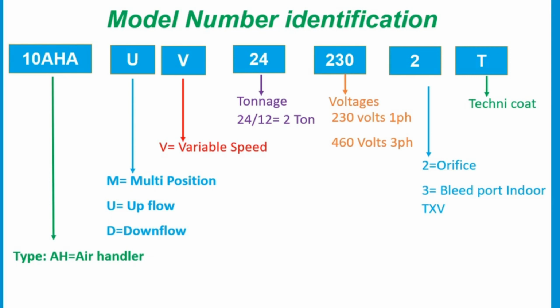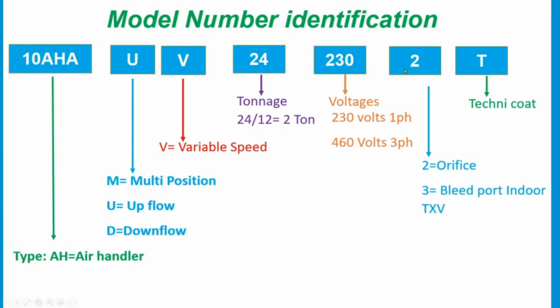In our previous discussion, we just divide the 24 by 12 in order to get the actual tonnage. So in this case, 24 divided by 12 equals 2 tons. The next, 230, is the voltage. 230 volts single phase. If this one is 460, that means it's 3 phase.